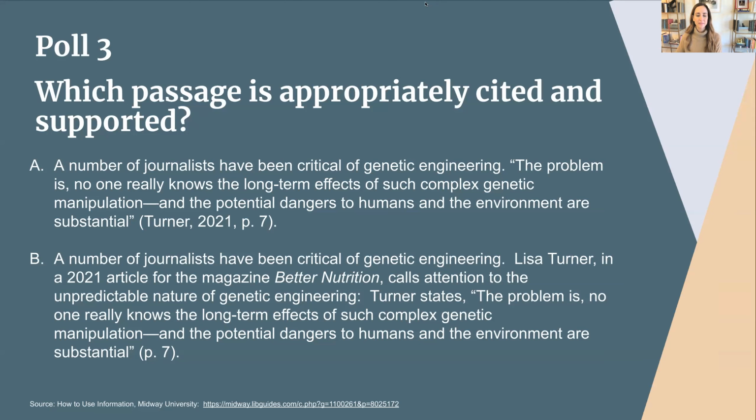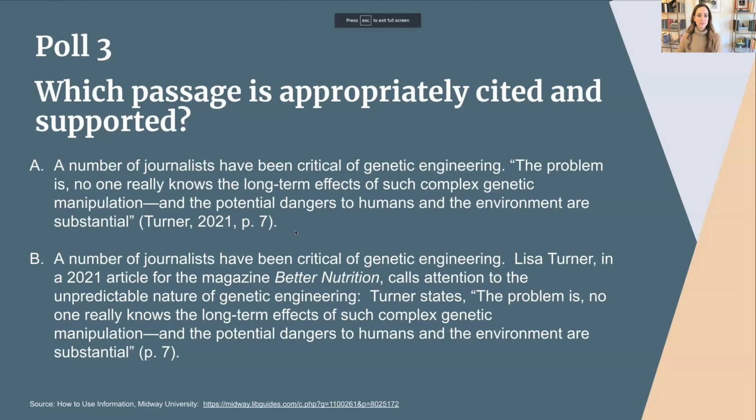Okay, I'm going to go ahead and stop the poll and look at the results. Good, almost all of you got it correct. 93% said number 2, which is correct. I'm going to go back and show that option and talk you through it.